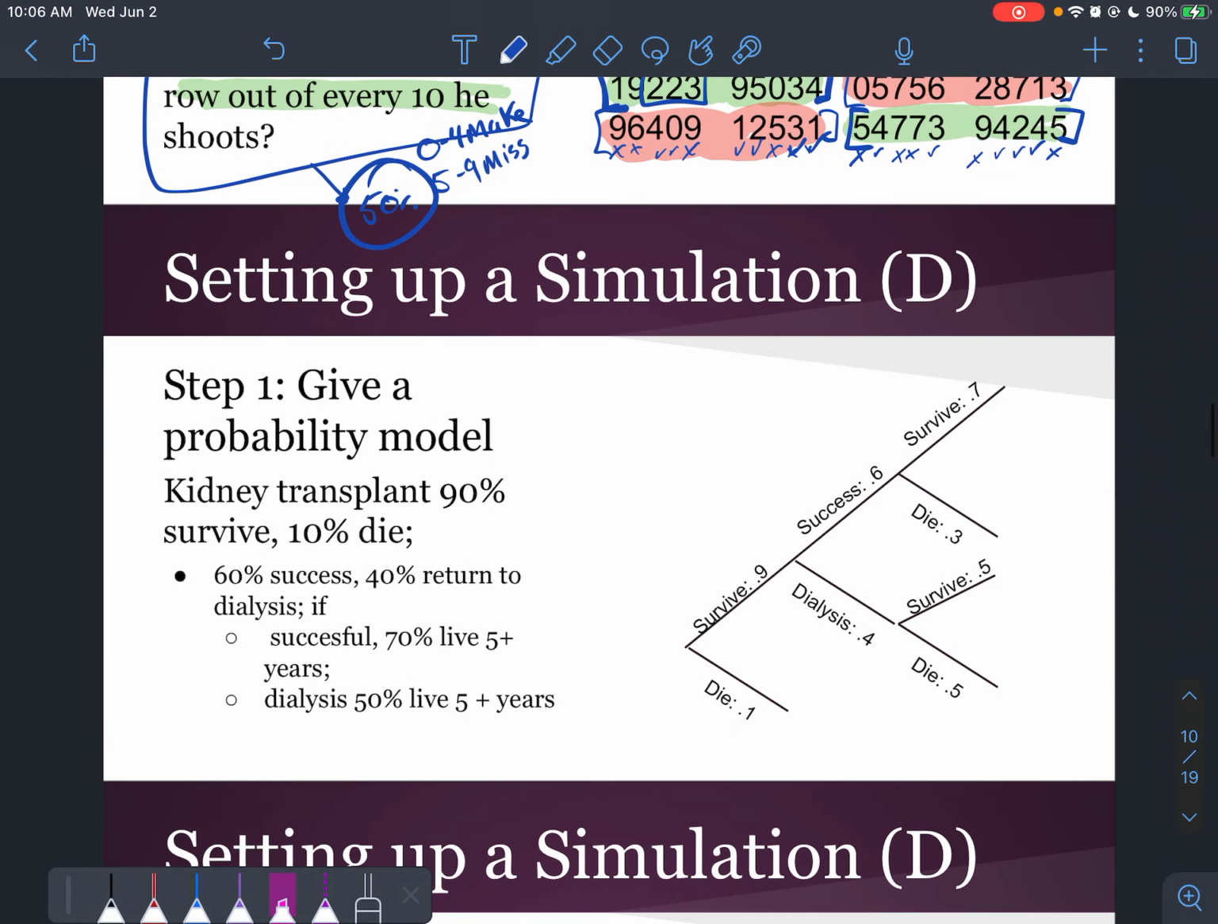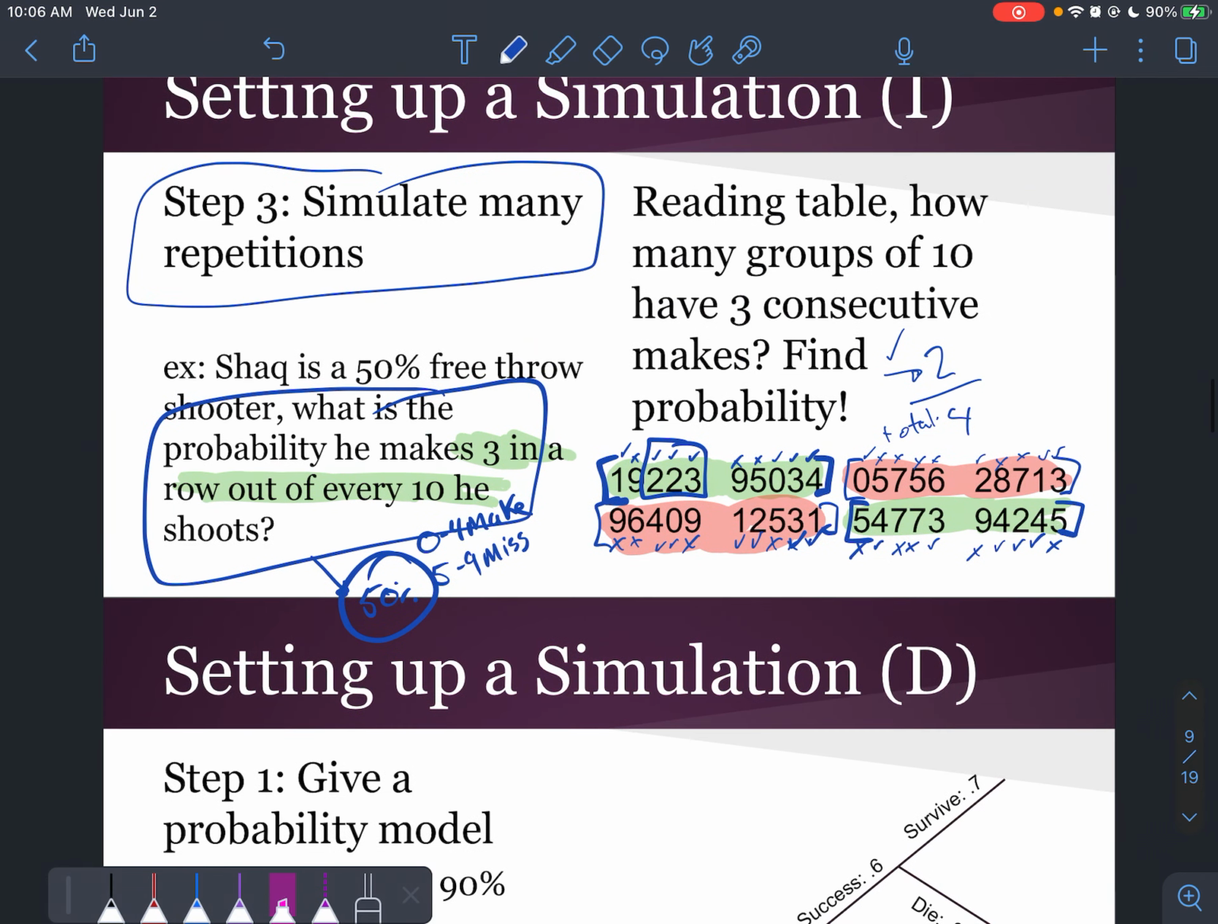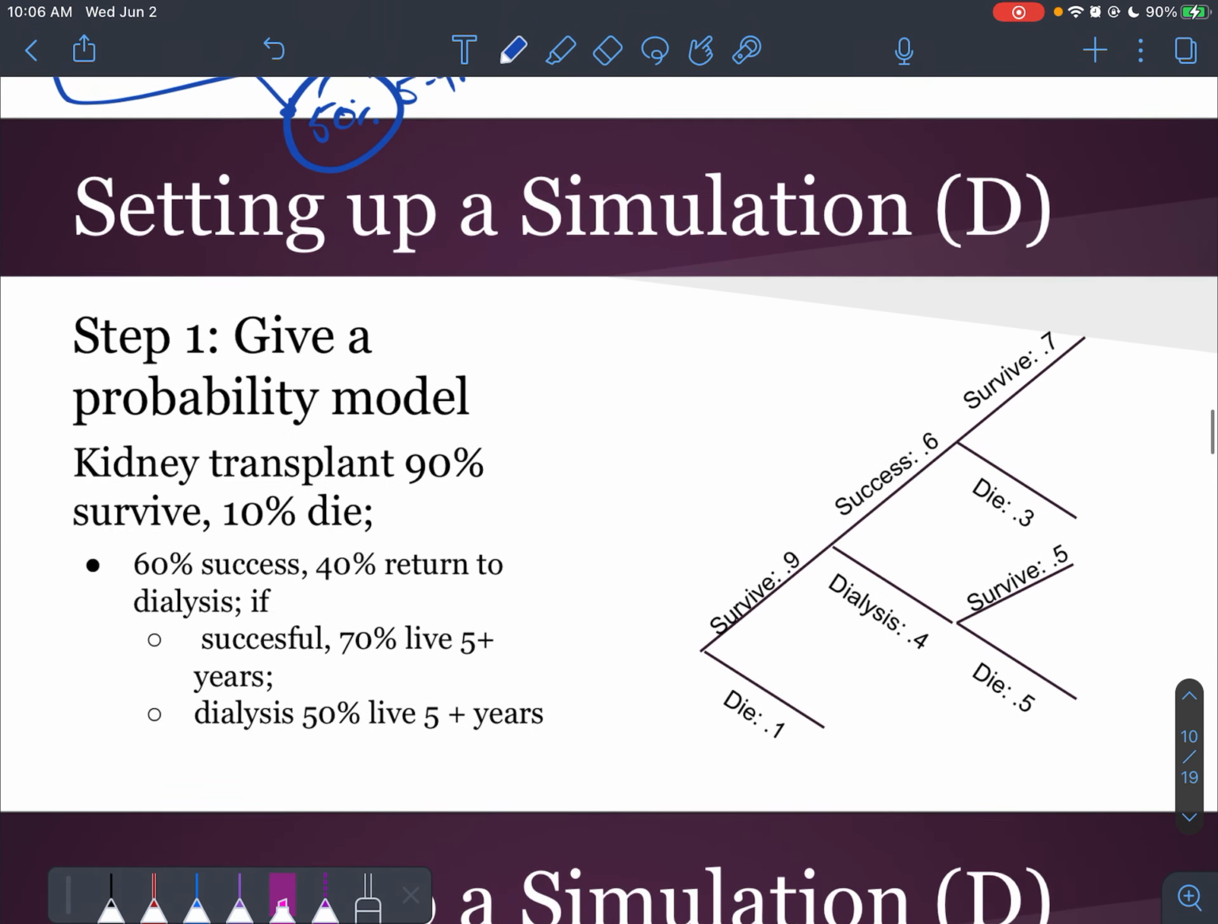Now each one of those is independent because one free throw doesn't change the probabilities of the next. So now setting up simulation here with dependent. So give the probability model.